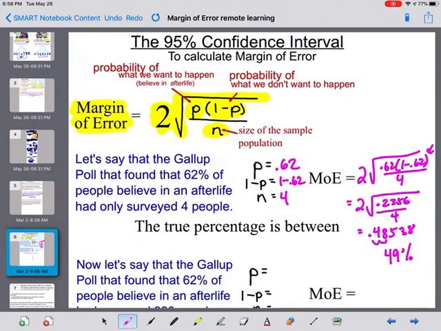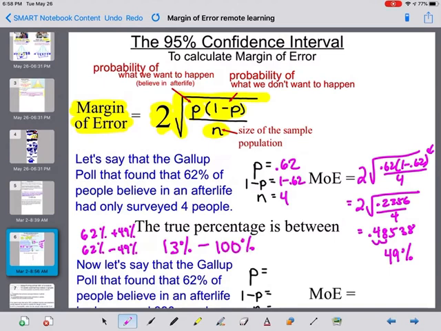So the true percentage is between, remember it was 62% is the mean, plus 49% margin of error, and 62% minus 49%. So that's 13% to, 62 plus 49 is 111. Well, you can't have more than 100%, because 100% means it's definitely going to happen.